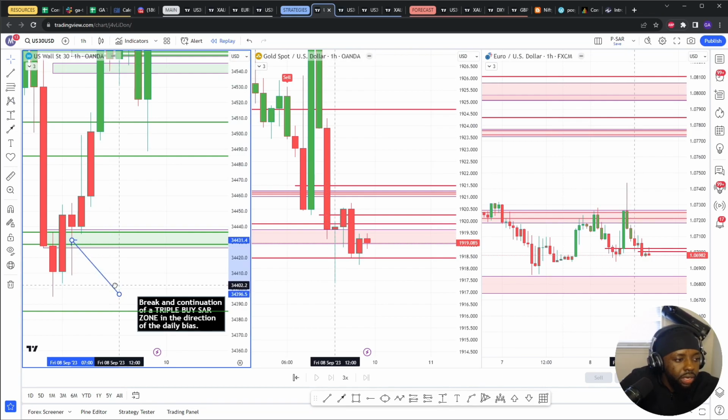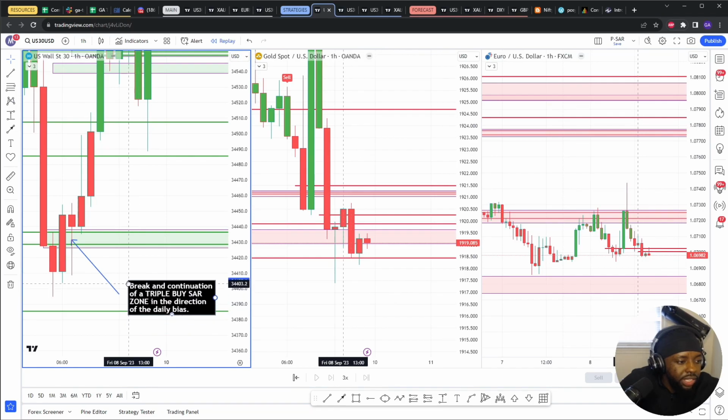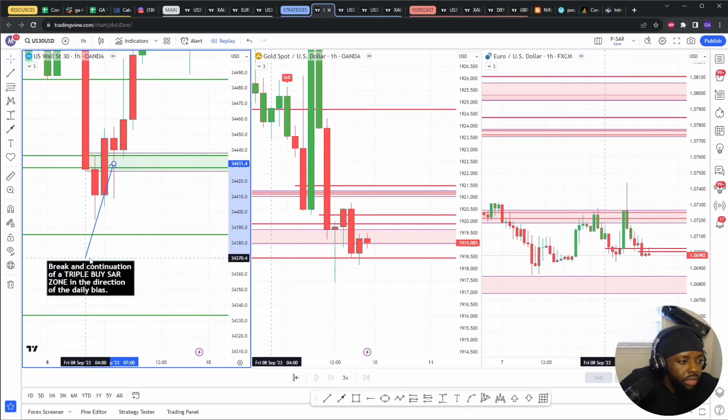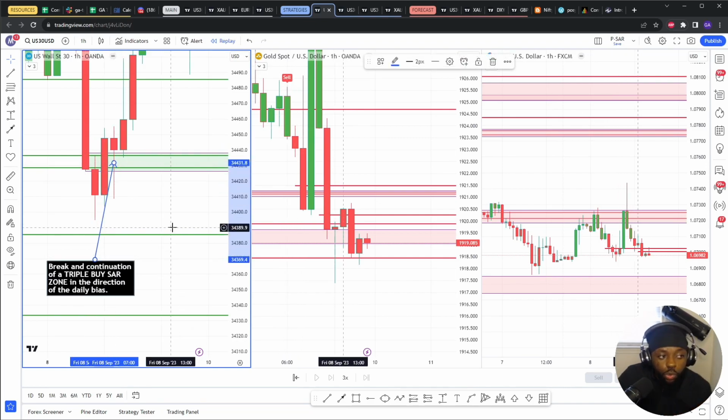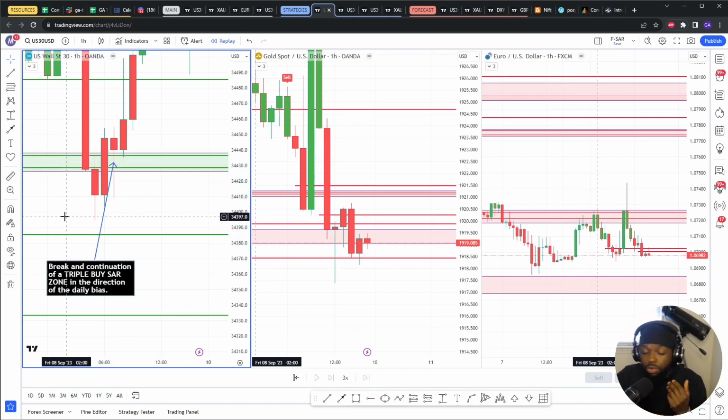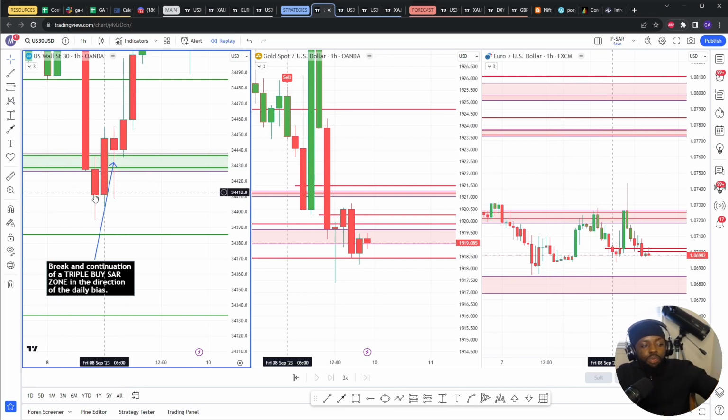So keep in mind, hopefully you guys can see this break and retest. So let me put this right here. Okay, so always look for 2 candles. So you had this double SAR down here. For you to trade this double SAR, there's 2 entries you could have gotten, right? Both for buys.